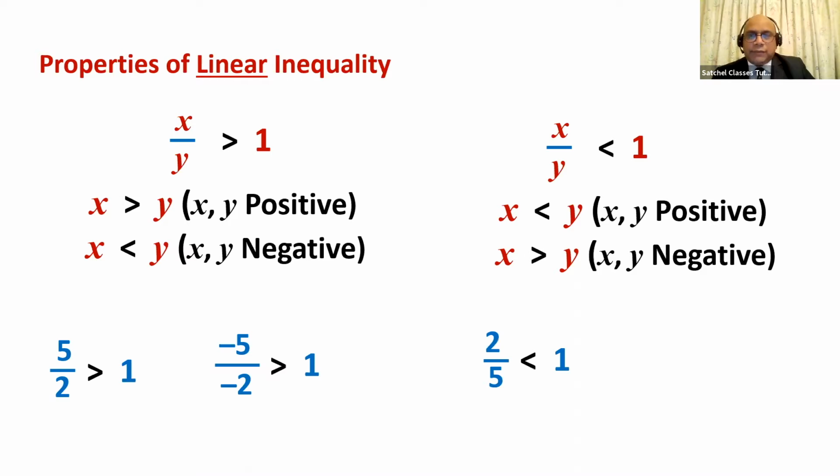Likewise, if you look at it, x is 2, y is 5. So x is smaller than y. That's why the fraction was less than 1. But if both of them end up being negative, then for the fraction to be less than 1, x has to be minus 2 and y has to be minus 5. And as you can see, x is greater than y. Minus 2 is a bigger value than minus 5.